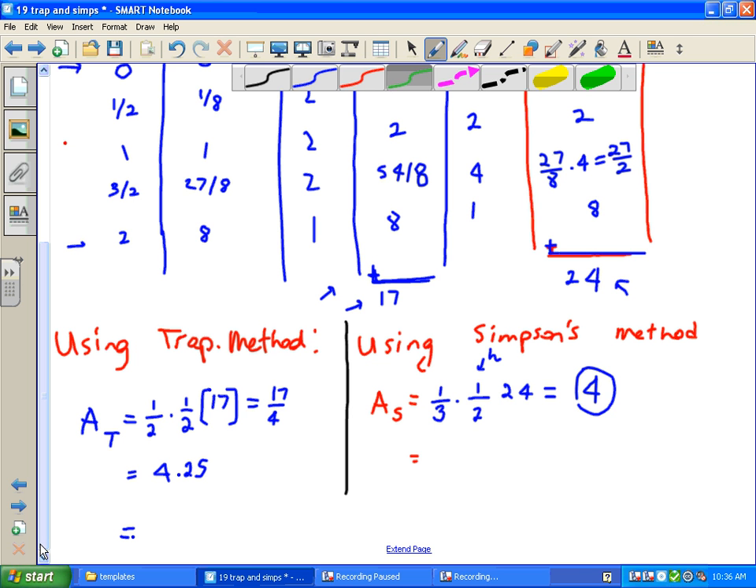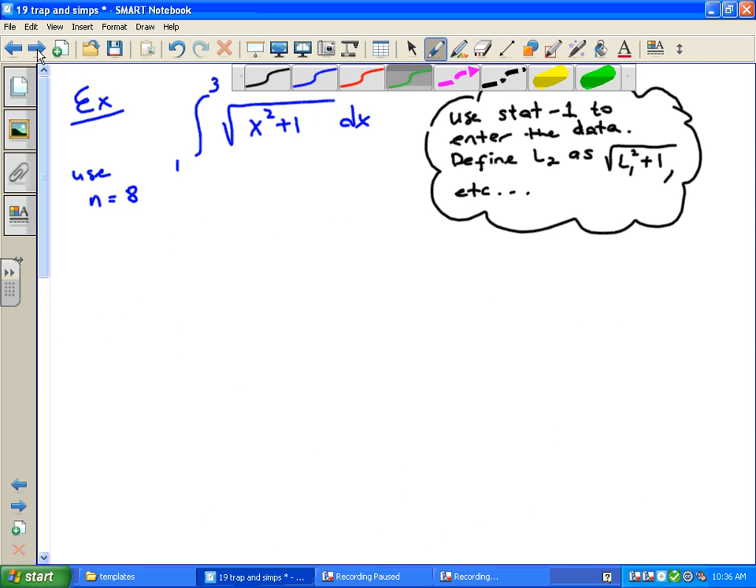Now, I know for this question you did not need Simpson's rule. You could have done it by hand. But let's take a look at this one right here.